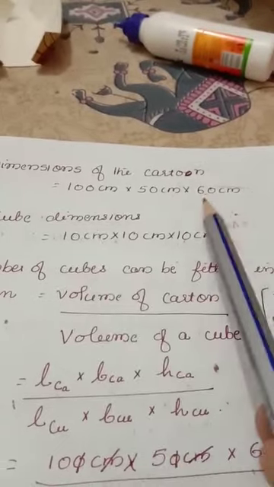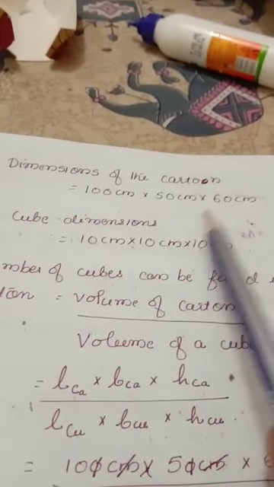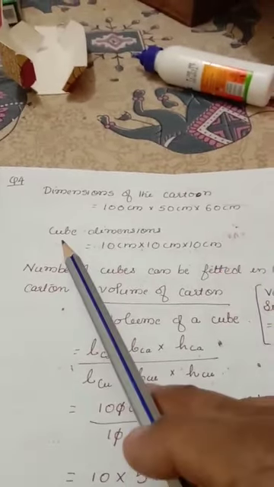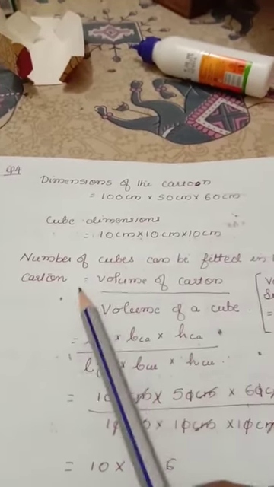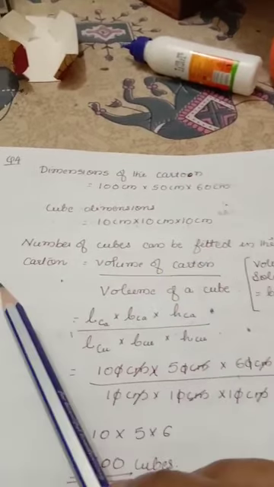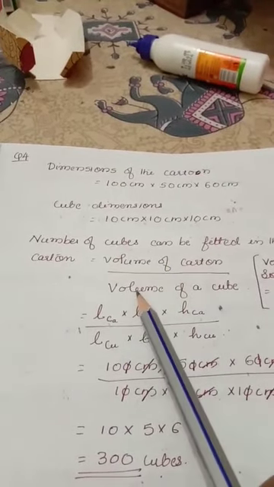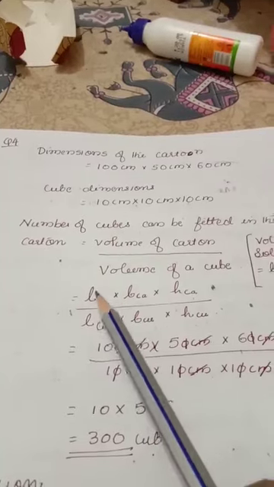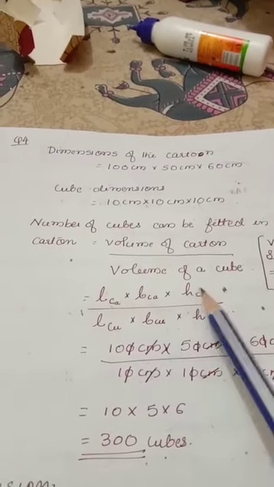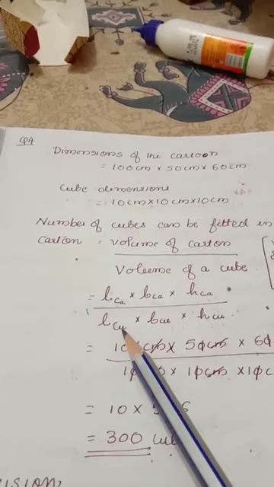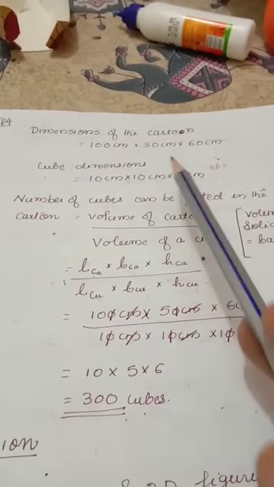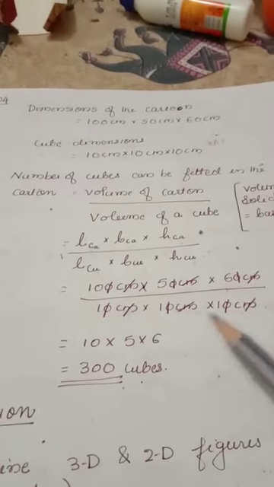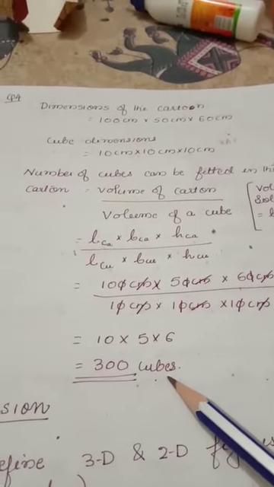See here. Dimensions of the carton 100 centimeter, 50 centimeter and 60 centimeter. Cube dimensions 10 centimeter, 10 centimeter and 10 centimeter. Number of cubes that can fit inside the carton equals volume of carton divided by volume of a cube. Length, breadth and height of the carton over length, breadth and height of the cube. Already the measurements are in our hand. Cut out, you will get the answer 300 cubes.